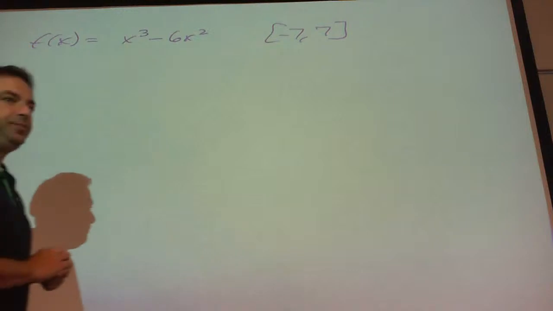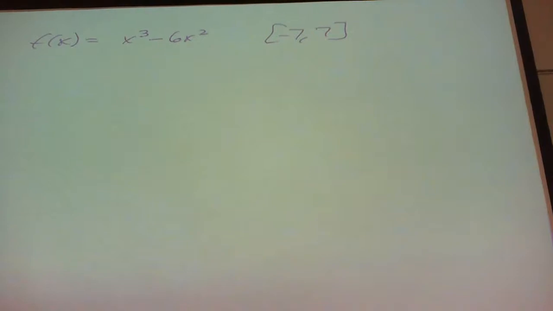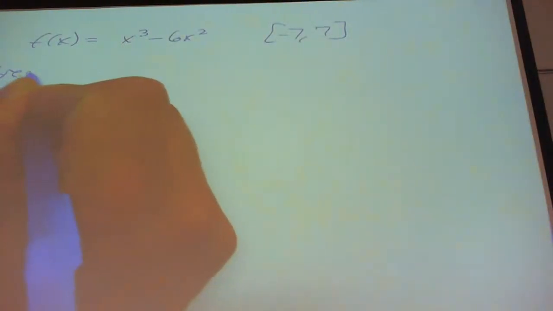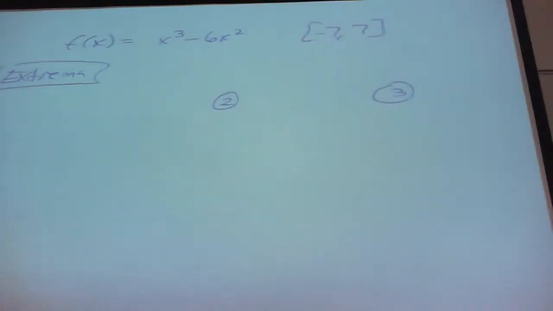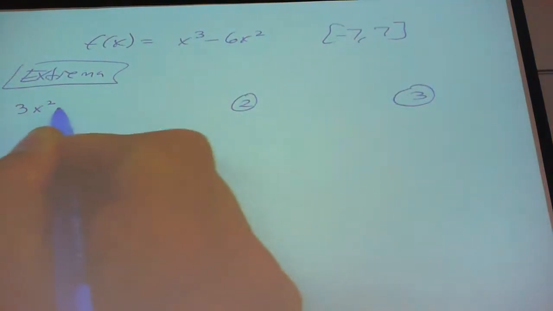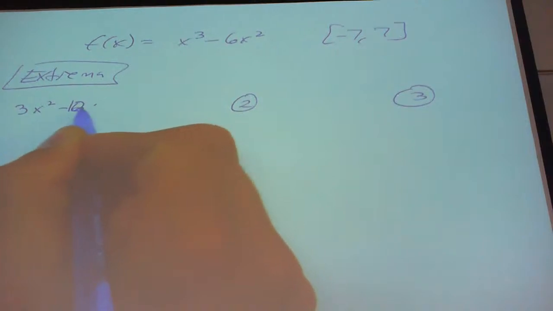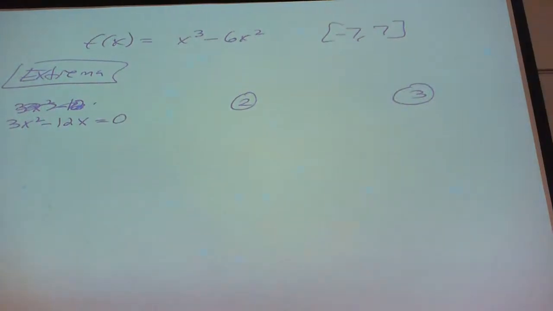So let's see how we're doing. All right, so let's make sure we're very clear. If I say find the extrema, that should prompt you that there are three things we need to check. First thing, you take the first derivative, which is 3x squared minus 12x. Set that equal to 0 and solve.